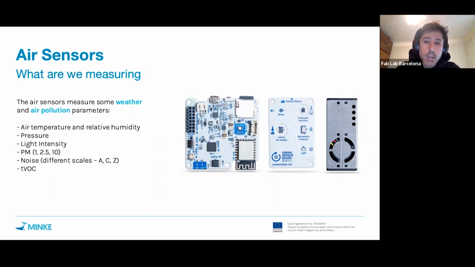The basic kit already does some of that, and as you know, we can expand the kit with different other sensors and probes. The basic kit measures air temperature and relative humidity, which are both directly related, barometric pressure, light intensity, particulate matter, noise, and total volatile organic compounds. We will see what each of these is, and what different considerations we have to take into account.